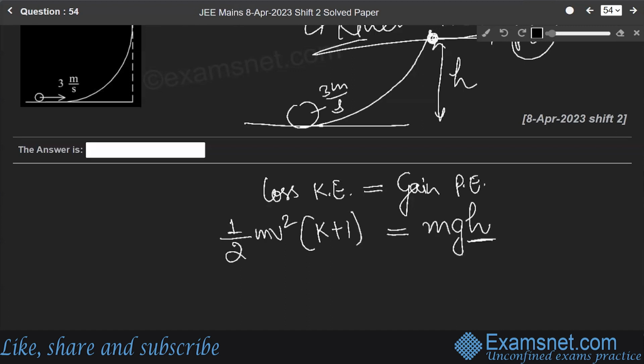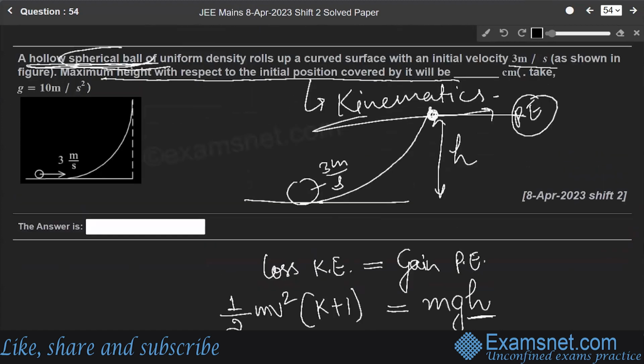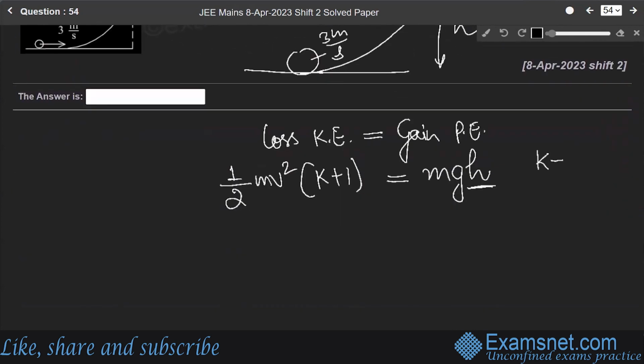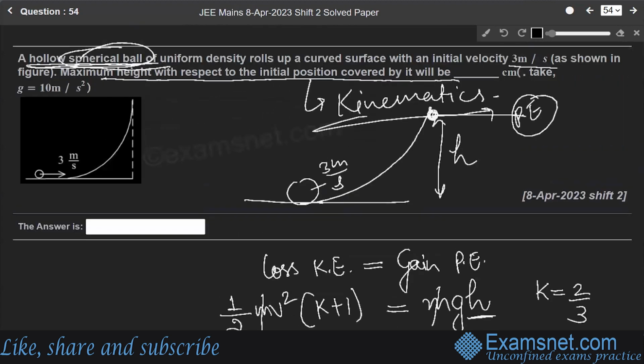We have to find this height now. Since it is a hollow spherical ball, the value of k equals 2 by 3. Solving it, m cancels out. It will be equal to 1 by 2. Velocity is given as 3 meter per second. So 3 square, (2 by 3 plus 1), equals g, taking g as 10 meter per second square.